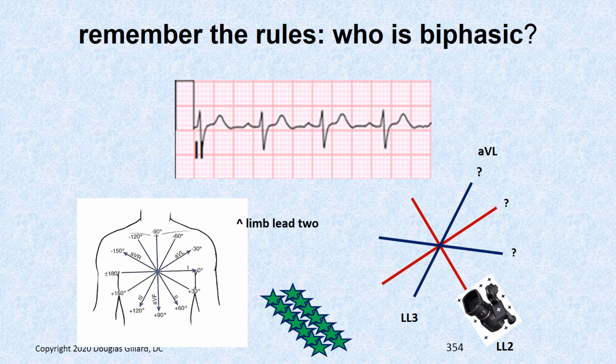So here's the eyes of limb lead 2. Let's draw the perpendicular. Okay, so ideally that would be great. The next question is, which way is the current traveling? Is it traveling this way or that way? So how are we going to answer that question? Well, you pick. We got AVL over here, and we got limb lead 3 kind of over this way. So you pick.